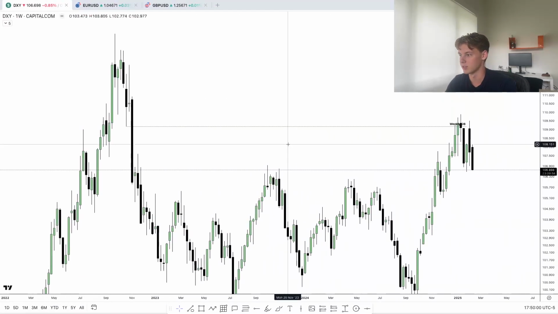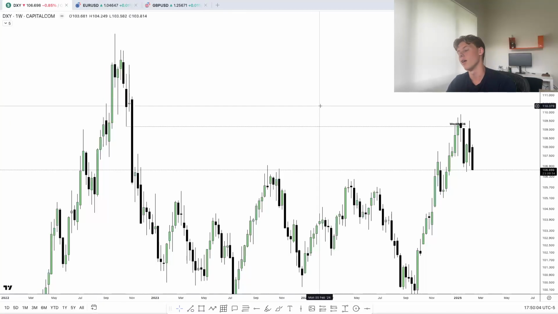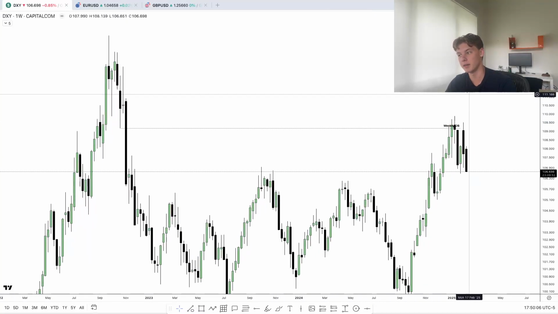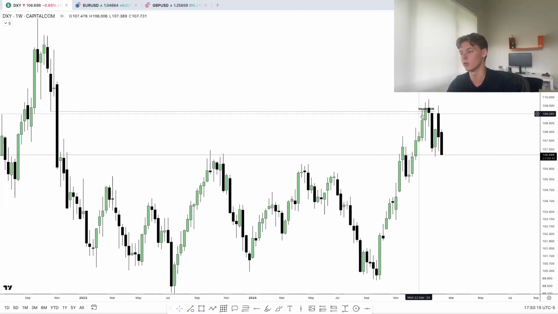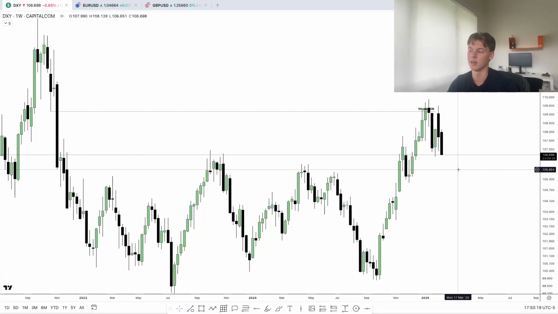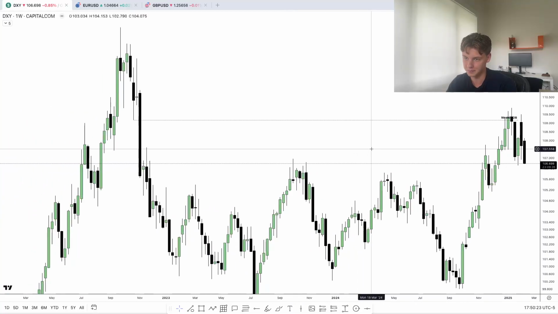So starting off with the DXY, always on the weekly time frame. I'd say about once a week I start on the monthly time frame just to see how the monthly candle is doing, but always, always, always am I referring back to this weekly time frame because I want to see what the weekly candle is doing. I want to trade in line with that weekly candle so that we can enter on the lower time frames and catch very high R multiple trades.